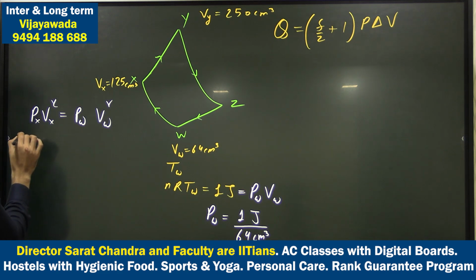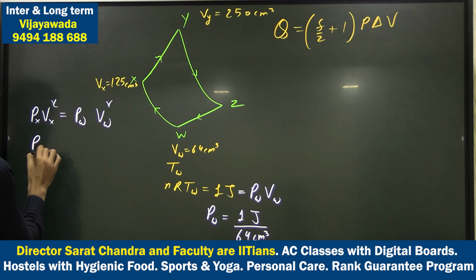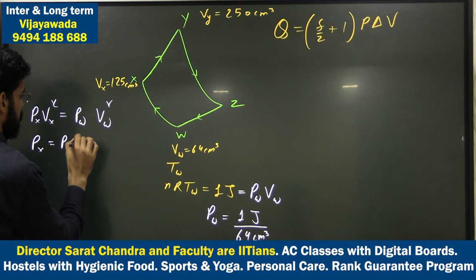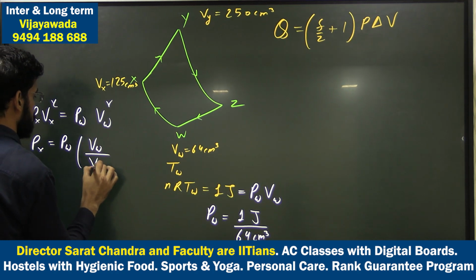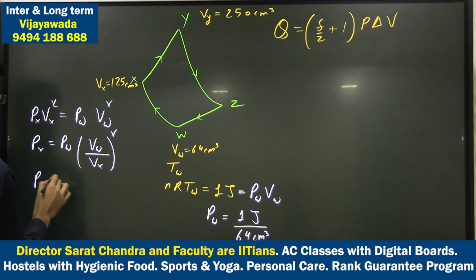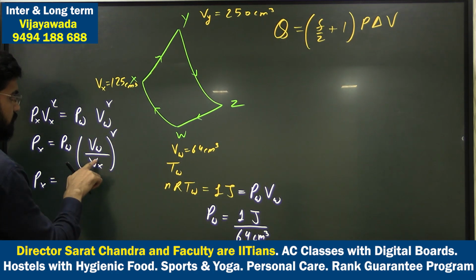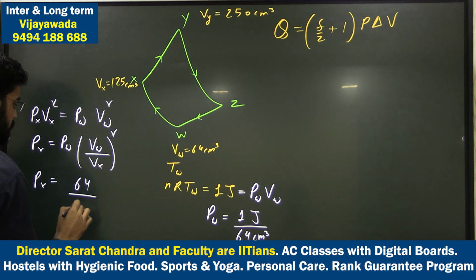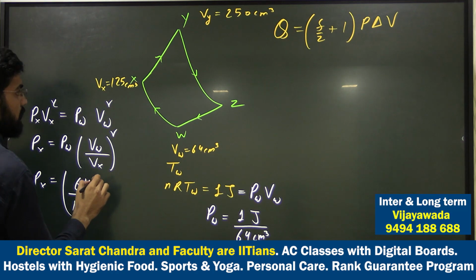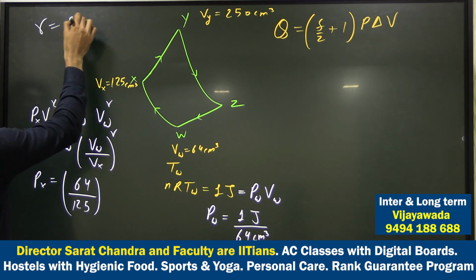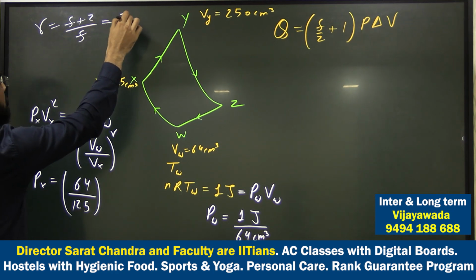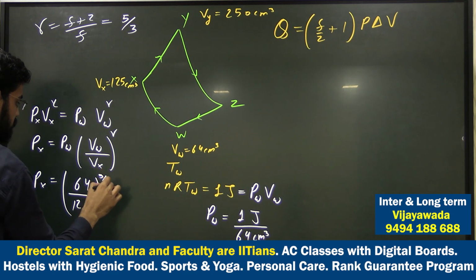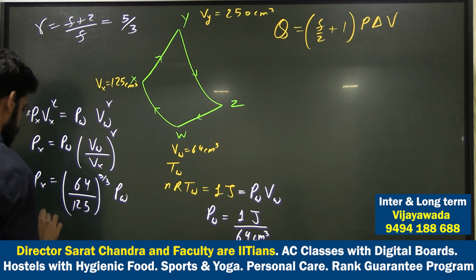Next, I want to calculate Px. Keep Pw as it is; I will put the value later on. Here it is Vw by Vx raised to power gamma. So for Px, first put this: Vw is 64, Vx is 125, to the power gamma. Gamma is (f plus 2) by f, so that is 5 by 3. So 5 by 3 as the power, into Pw as it is. Px how much?